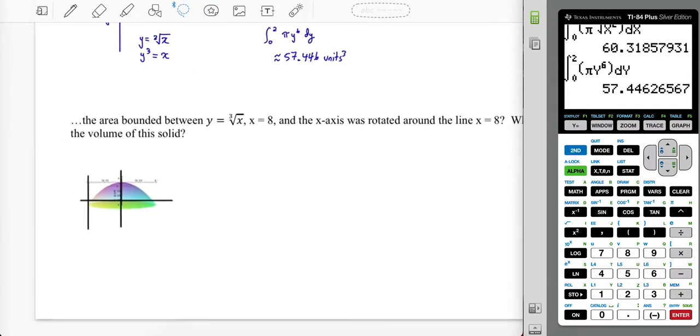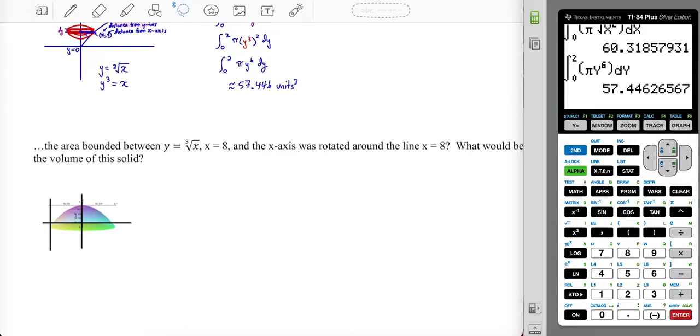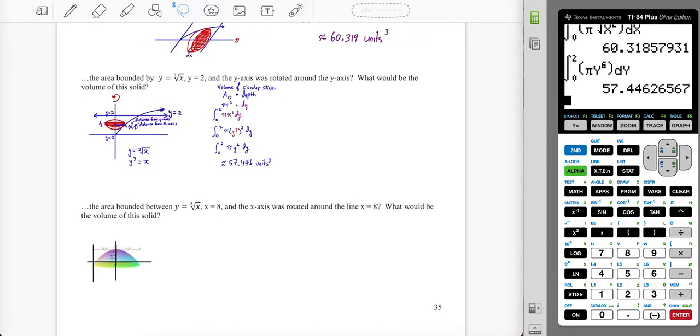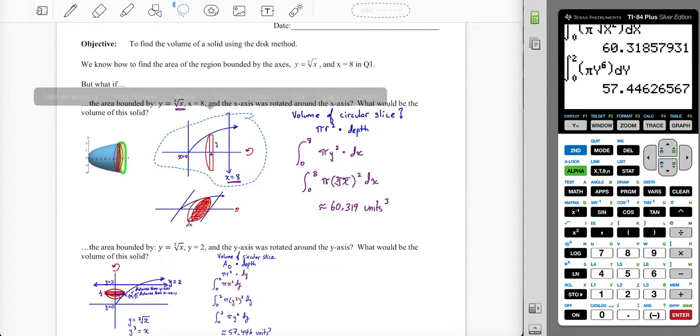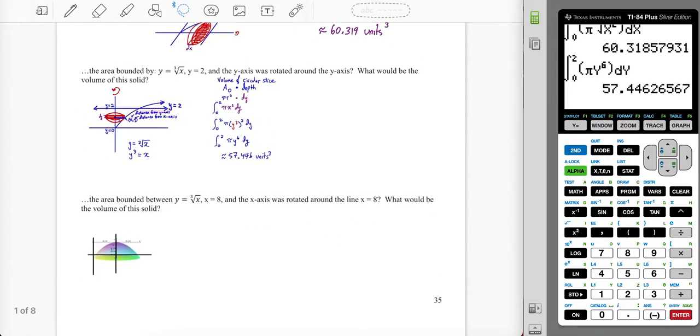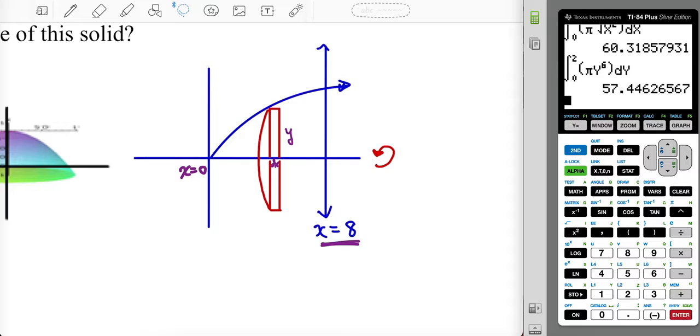All right. So what if the area bounded between the cube root of x, x equals 8, and the x-axis is rotated around the line x equals 8? All right. So now we're getting fun. What would be the volume of this solid? All right. So vertical axis of revolution, but this time it's the line x equals 8 rather than the y-axis. So we're still going to have to figure out what our radius is.